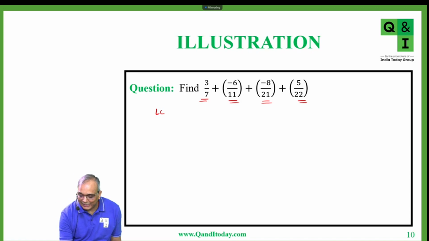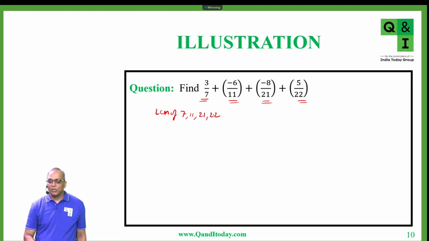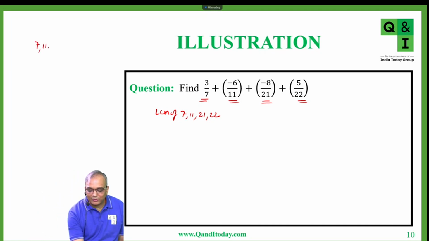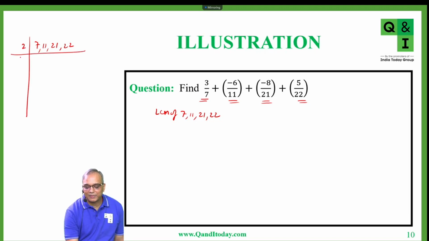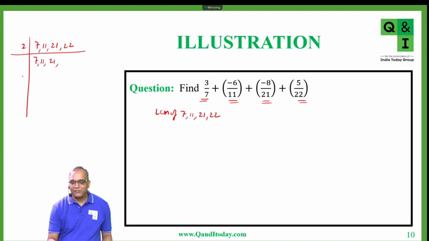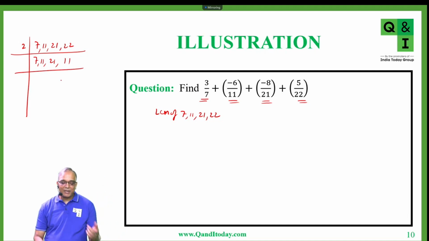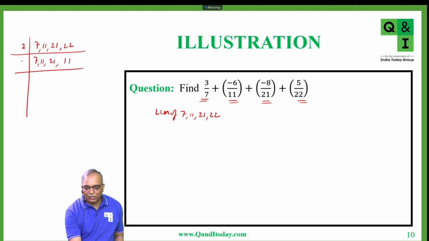Let us find the LCM of 7, 11, 21 and 22. You remember how to find the LCM? Great. So let's quickly do it here as well. We'll write 7, 11, 21 and 22. We'll start with the smallest prime number, which is 2. So we'll have 7, 11, 21 because these are not divisible by 2. 22 is divisible by 2, so we'll write 11.